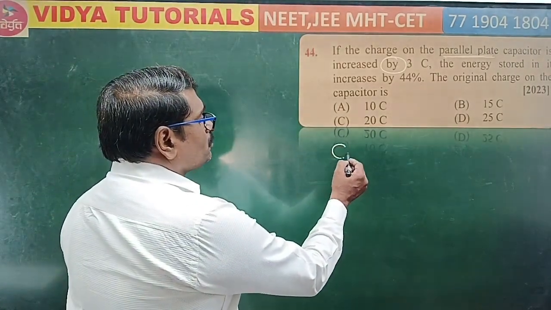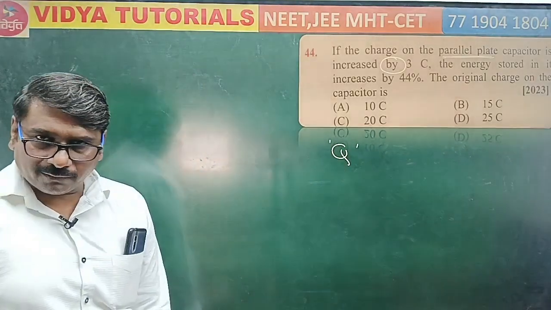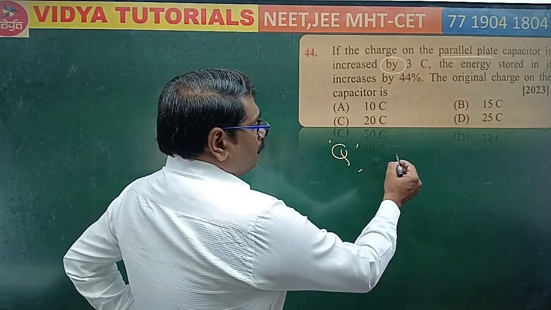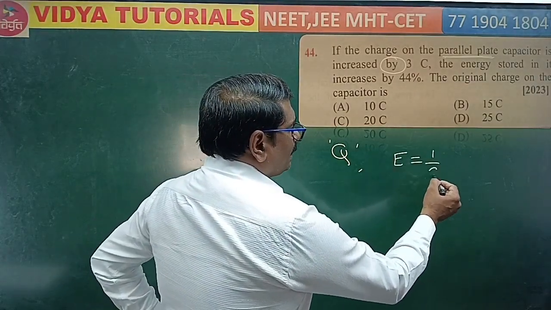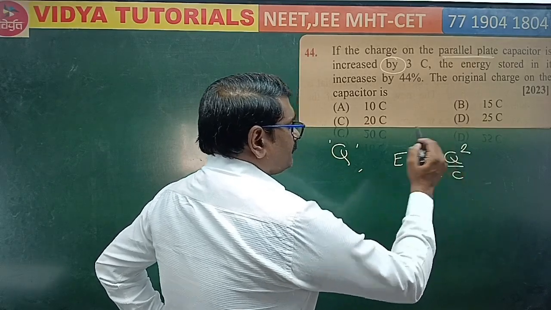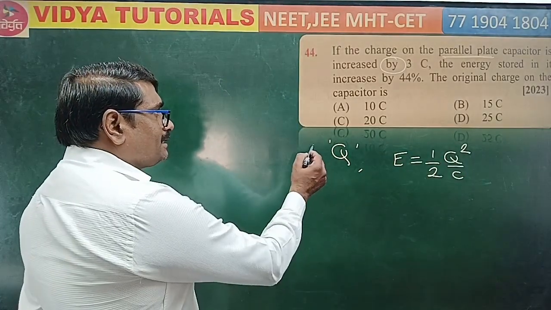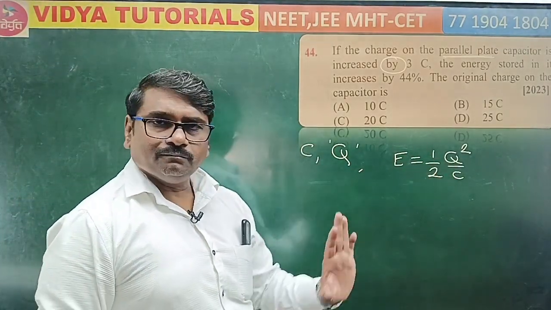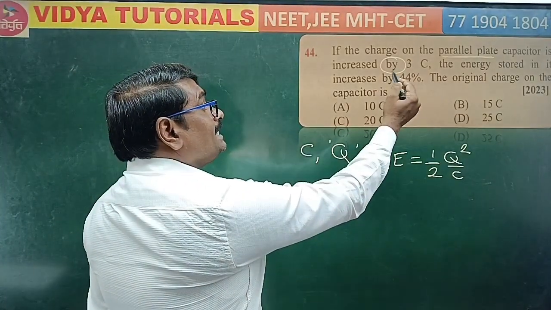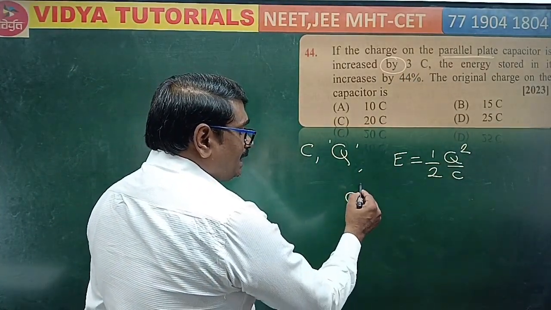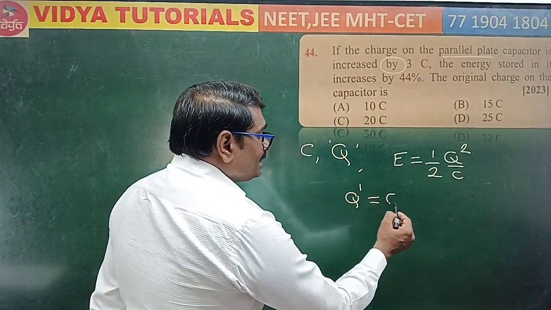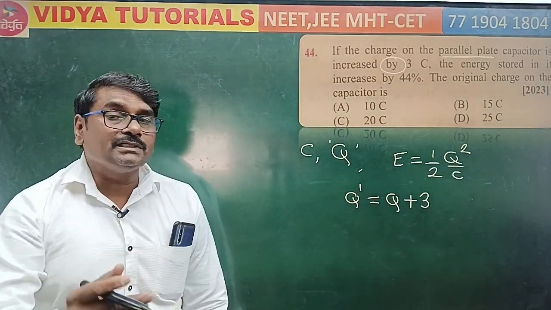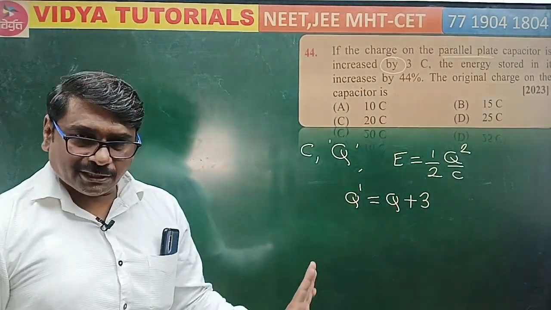Now in this case, suppose Q is the original charge on the capacitor. Therefore we know that E has the formula 1/2 Q square by C. Suppose we consider a capacitor having the value C, charge is Q, energy is half Q square by C. Now, charge is increased by 3, meaning Q dash, the new charge, is nothing but the original charge plus 3. It is the value only, not thrice Q, and it is in coulomb, therefore as it is.